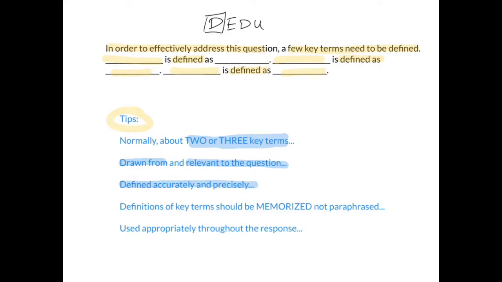Make sure that throughout the study of IB Economics, you have collected definitions of key terms that are memorized. I discourage you from paraphrasing, because when you paraphrase definitions, you might miss key parts of the definition that are really important. The examiner is not just looking for the quality of your definitions. The examiner is also looking at your ability to use those key terms appropriately throughout the response. So this covers the first letter of our framework, which is D, defining relevant key terms.